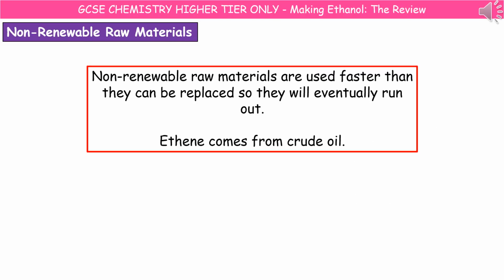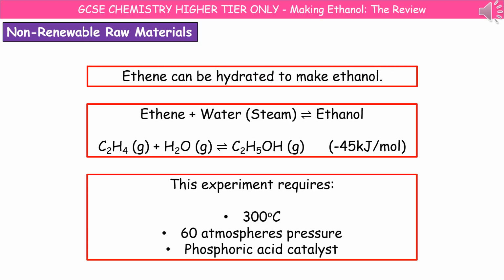The second way that we can make ethanol is by using non-renewable raw materials. And the problem with this is that these are the raw materials that are being used faster than they can be replaced. So they're eventually going to run out. And what we're actually doing to make ethanol is we're using the chemical ethene. And ethene comes from crude oil, which is a non-renewable raw material.